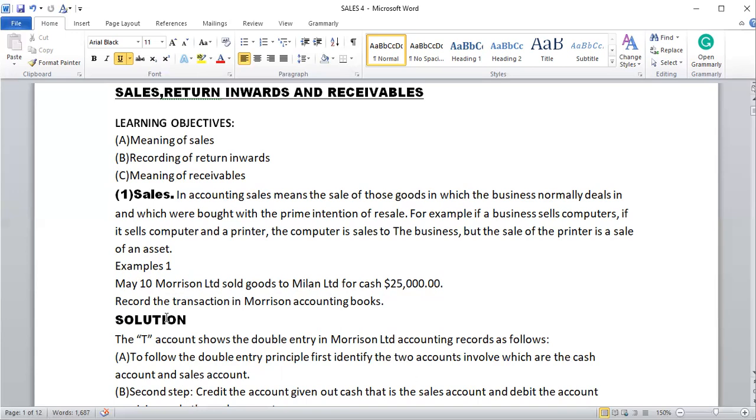So before we go on, in accounting, every transaction is recorded twice because of the double entry principle. It is recorded twice because there's one account receiving the cash and the other account giving out the cash. That's why in accounting, every transaction affects two accounts. So for every debit entry, there's a corresponding credit entry. So we are going to use the double entry principle to record this particular transaction, including all the many examples.